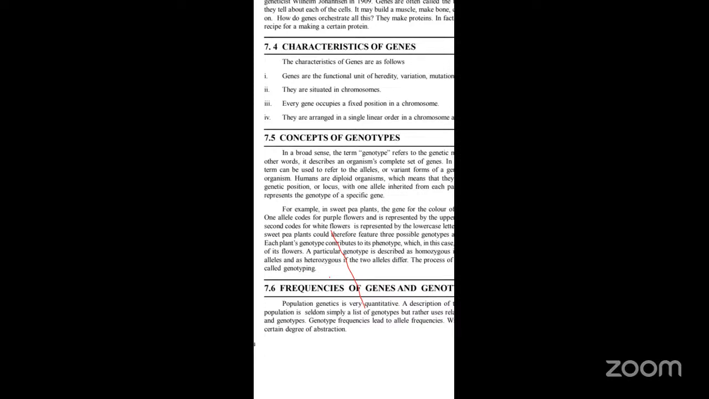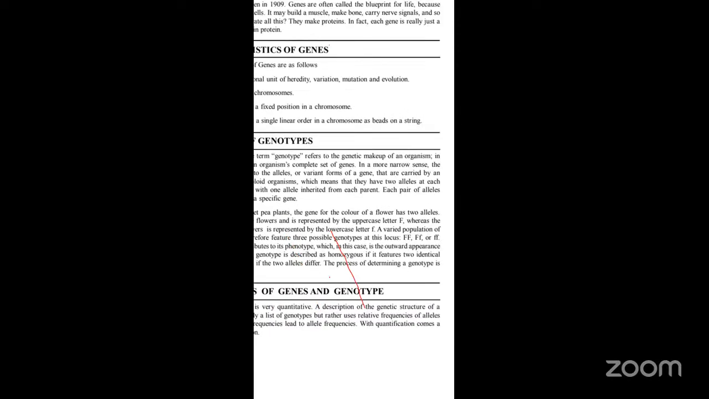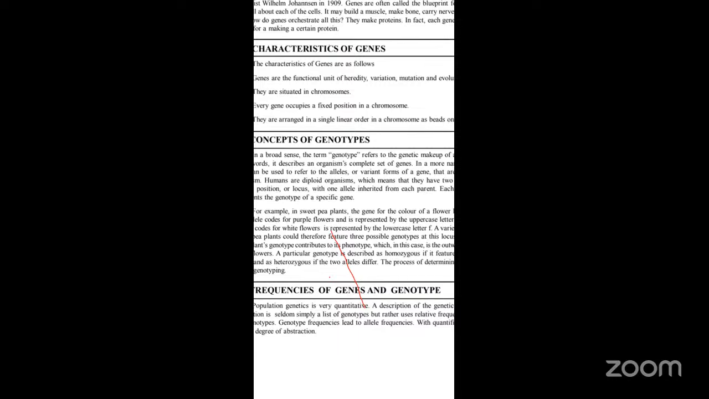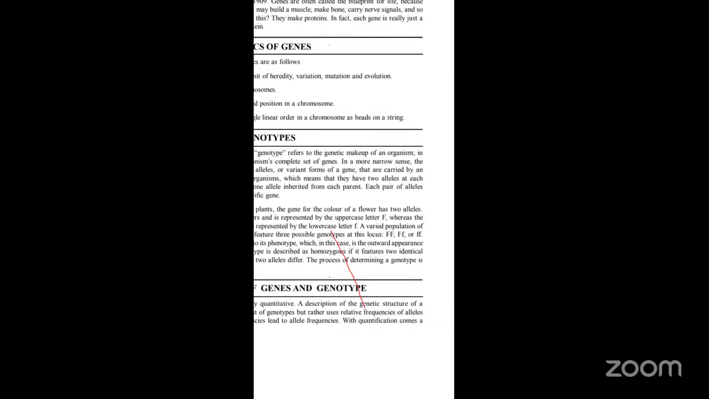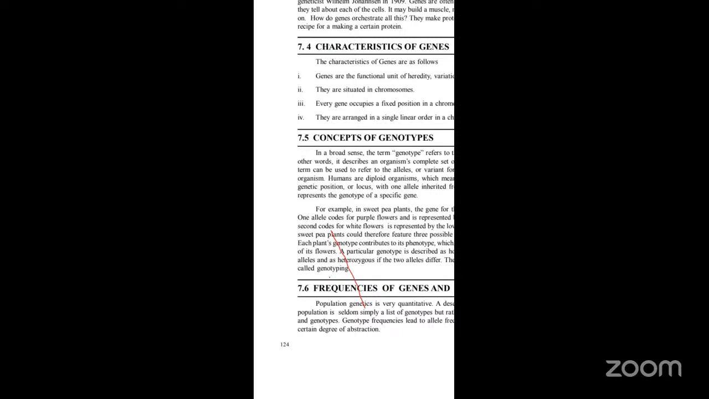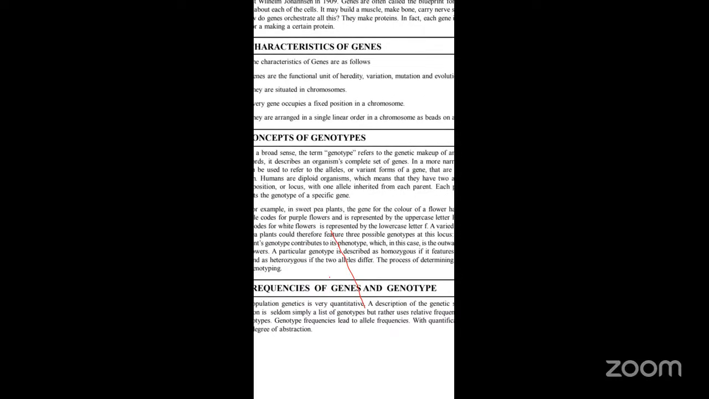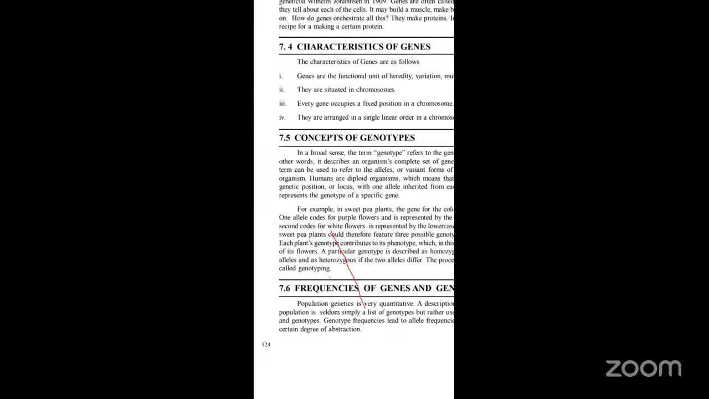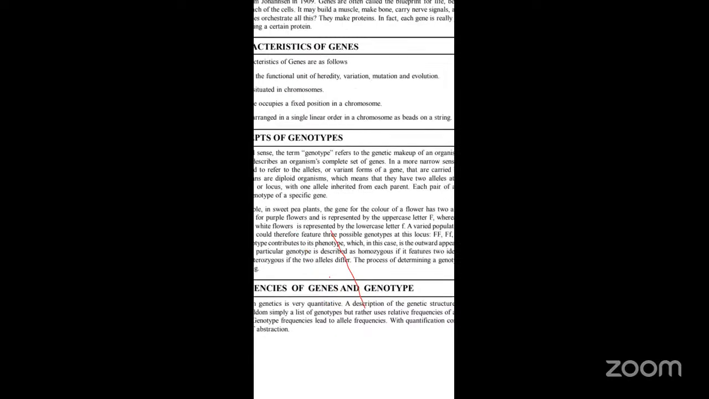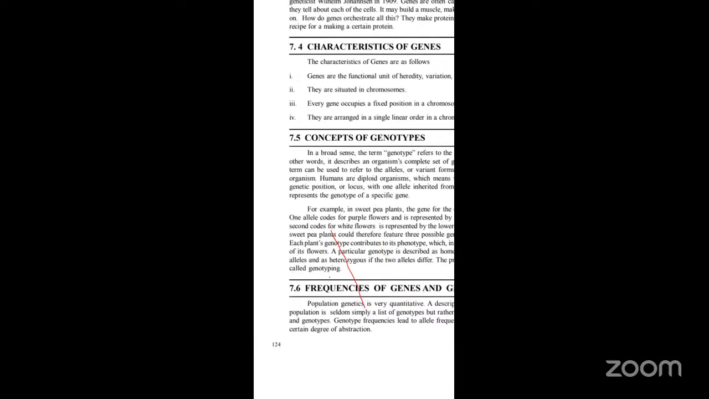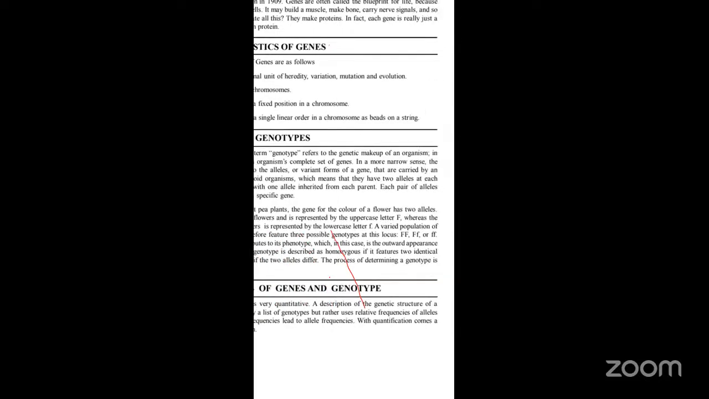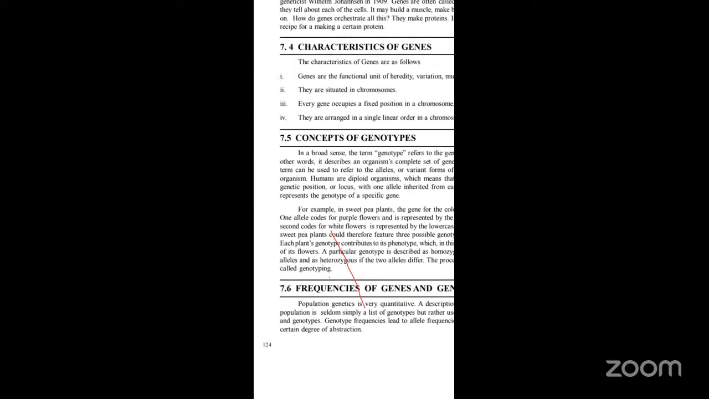In a broad sense, the term genotype refers to the genetic makeup of an organism. In other words, it describes an organism's complete set of genes. In a more narrow sense, the term can be used to refer to the alleles, or variant forms of a gene, that are carried by an organism. Humans are diploid organisms, which means that they have two alleles at each genetic position.